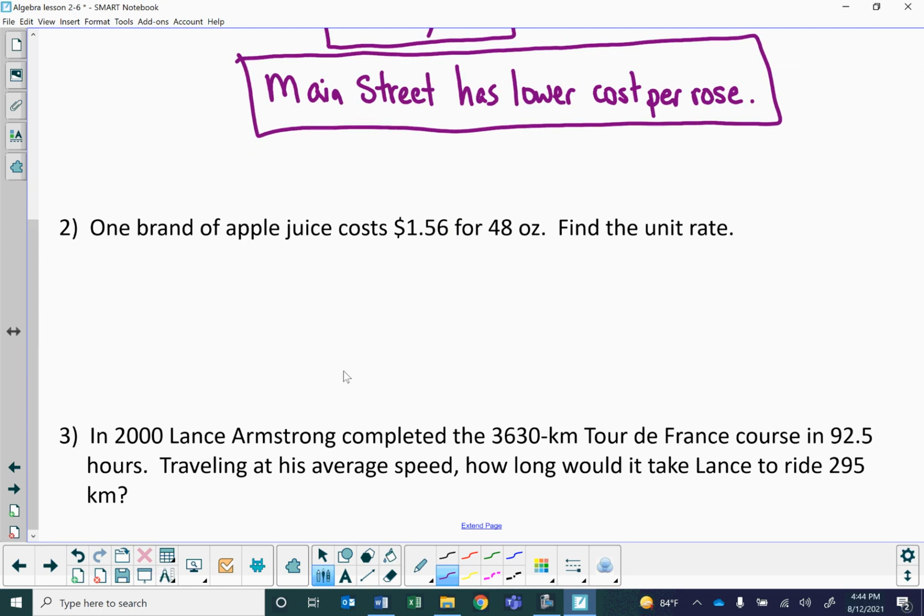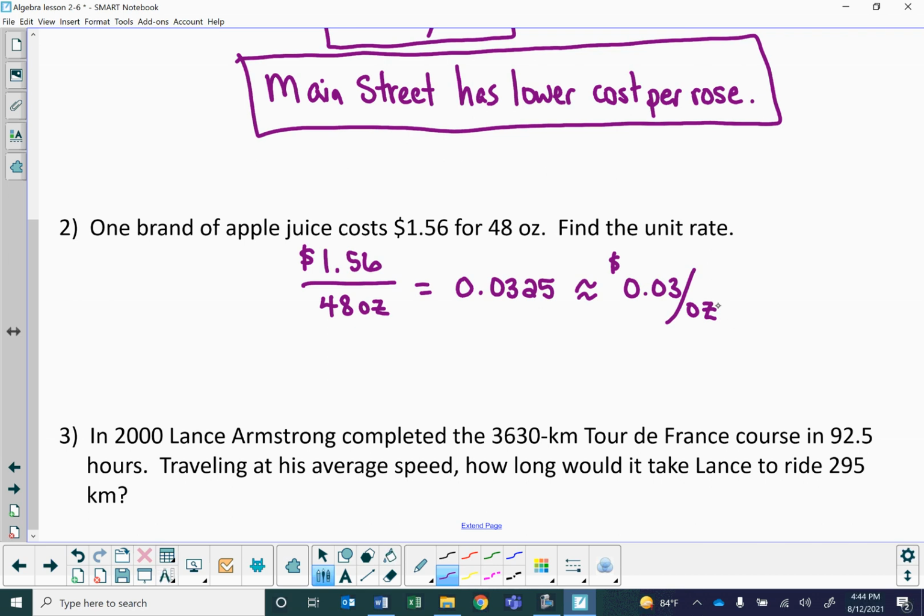All right. One brand of apple juice costs $1.56 for 48 ounces. Find the unit rate. Remember, it's cost divided by size, so it would be $1.56 divided by 48 ounces. So I'm going to take my $1.56, divide that by 48, and I'm going to get 0.0325. Since we're rounding it to the nearest cent, this is approximately equal to 0.03 cents per ounce. You always have to label per what.